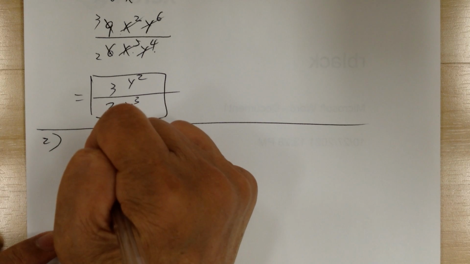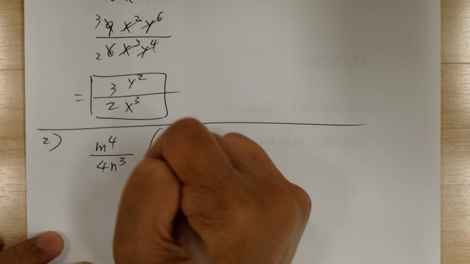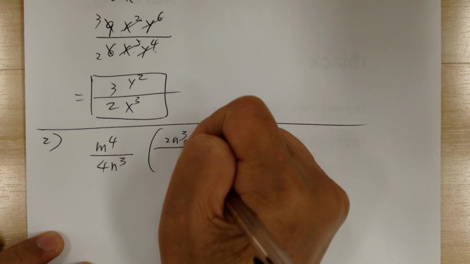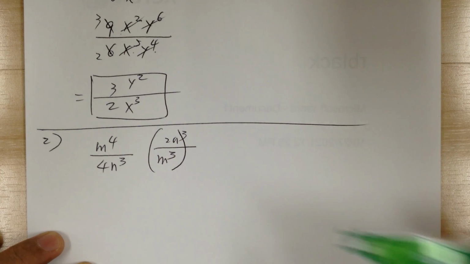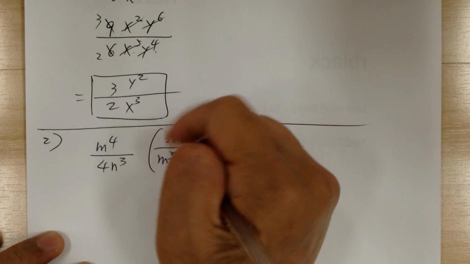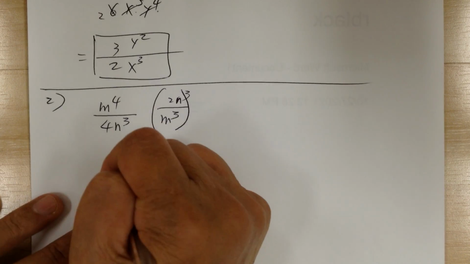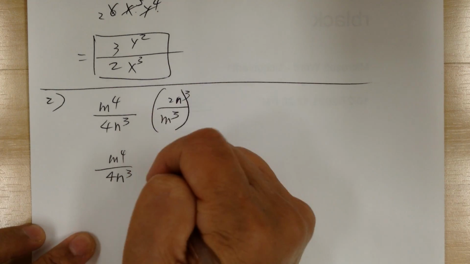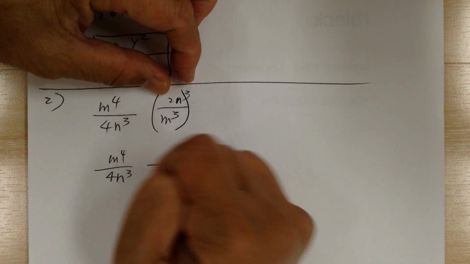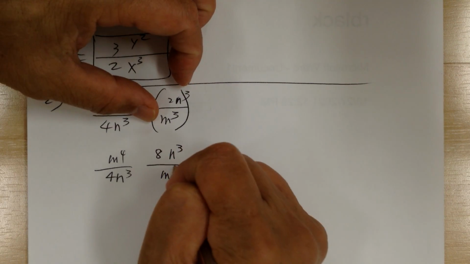Okay, next one, you have m^4 over 4n^3 times 2n over m^3, cubed. So you have to apply the power rule first. So when you multiply, you're going to get 2 to the 3 power, which is 8, n^3, and this will be m to the 9.